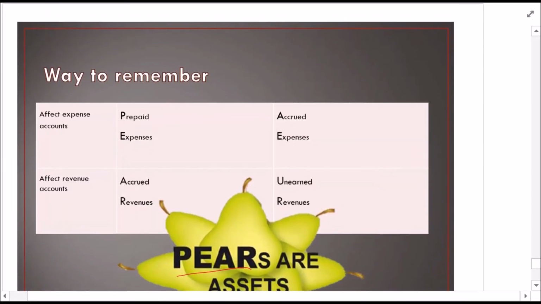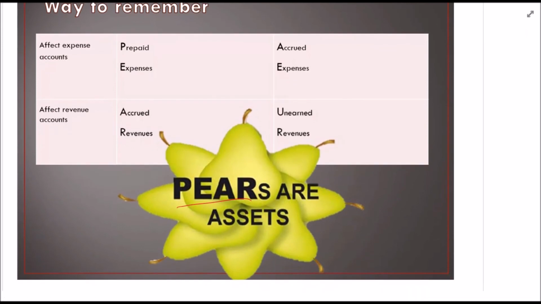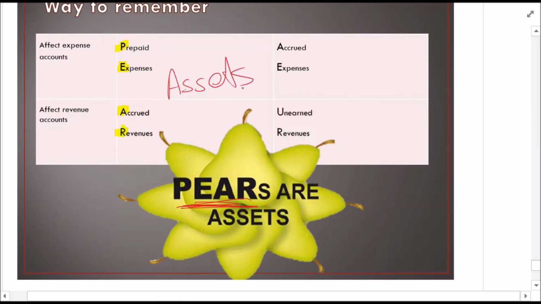One way to remember, and it's quite a common way, is that our pairs are our assets, and the other ones are our liabilities. So we've got our, what do we call these? Prepaid expenses, accrued revenues, and they're our assets. And these are our liabilities.